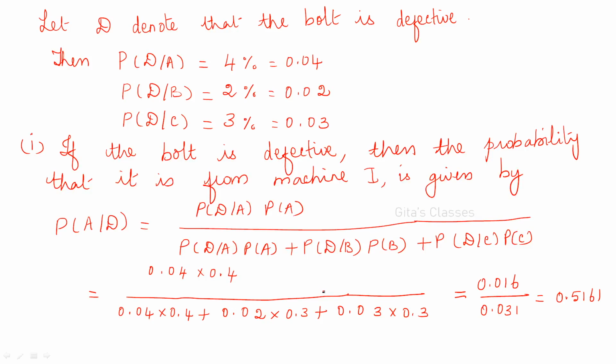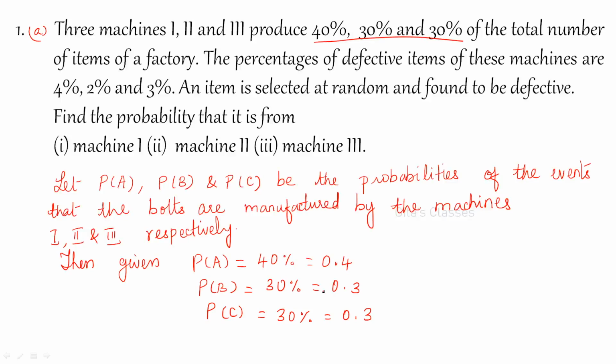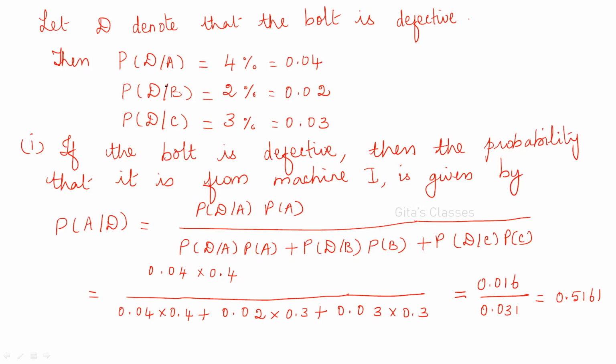Now, let us denote by capital D the event that the bolt is defective. The percentages of defective items of these machines are 4%, 2% and 3%, as given. Therefore, P of D given A, D given B and D given C are 0.04, 0.02 and 0.03 respectively. Now we are selecting a bolt randomly, and if it is defective, what is the probability that it came from machine 1? That is P of A given D.